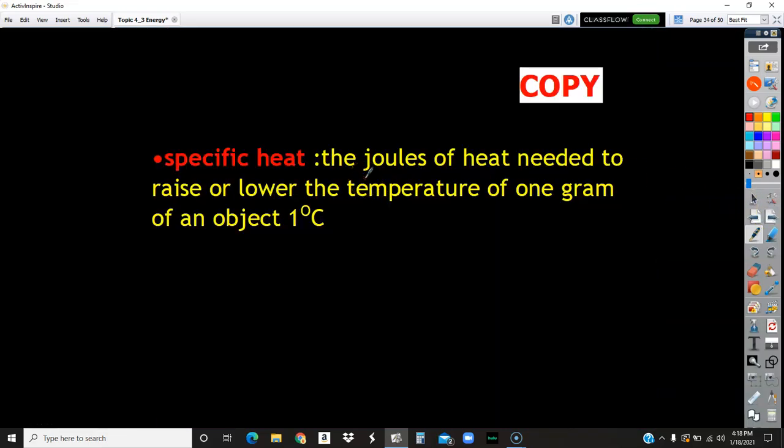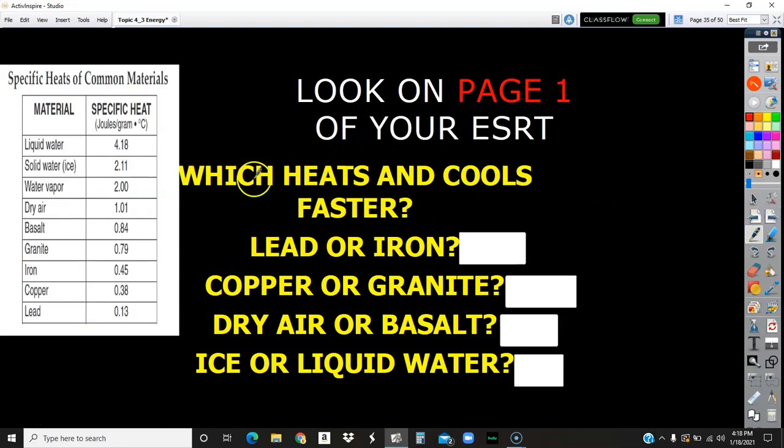So this is just the definition of specific heat. The joules, again, needed to raise or lower the temperature of 1 gram of an object 1 degree Celsius. This just says, look on page 1 of your reference table, which heats up and cools faster. So if it says it cools faster, you want the lower number, right? Because remember, the lower the number, the faster it heats up.